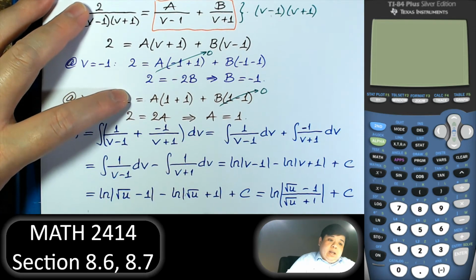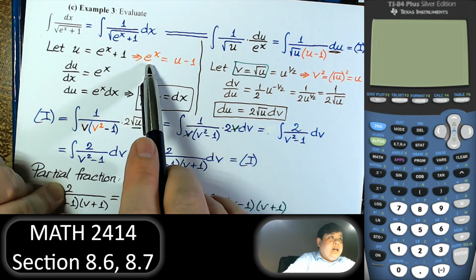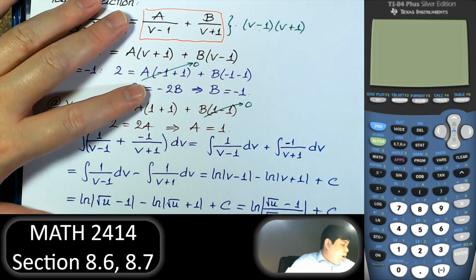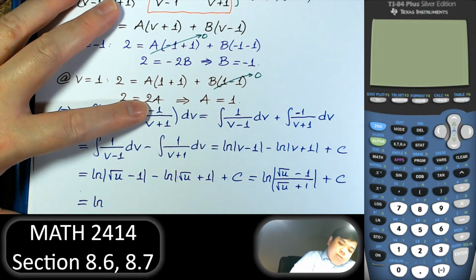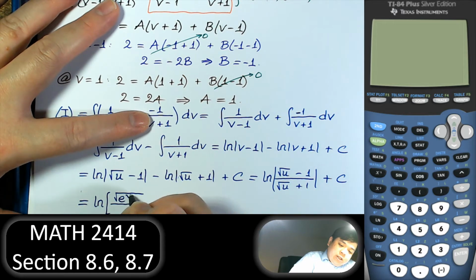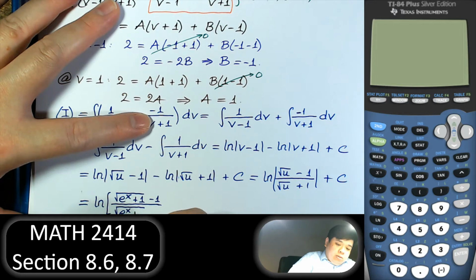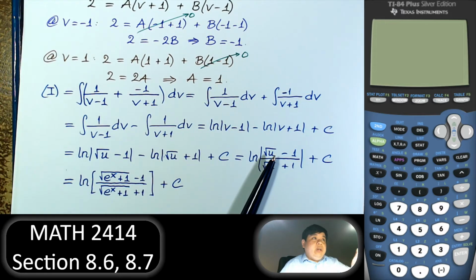And then u is e to the x plus 1. So bottom line is we put this together and we have ln of square root of e to the x plus 1 minus 1 over square root of e to the x plus 1 plus 1, plus C. Alright, so that's how we do it.